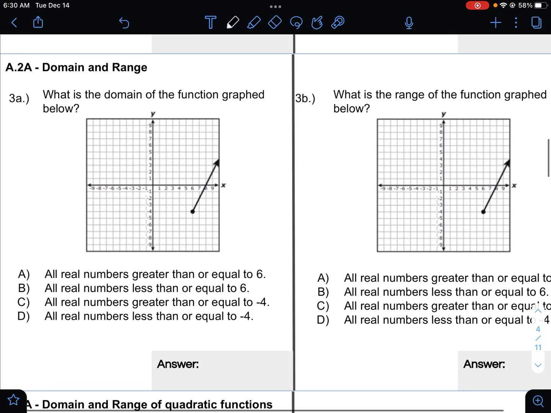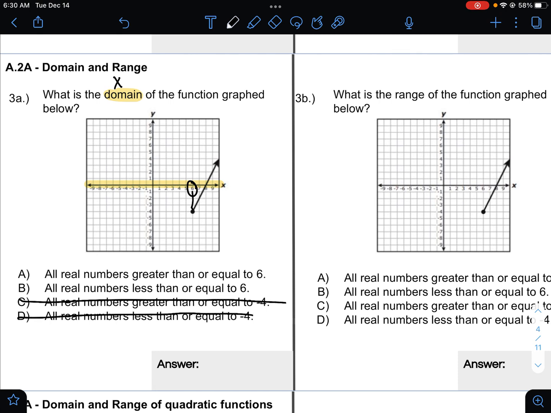Moving on to the next one, 3A, what is the domain of the function graph below? Okay, so again, talking about domain. So I'm going to highlight my x-axis, and draw my boundary line. Okay, so it starts here. Now, I can eliminate the two answer choices that have -4, so that would be C and D.